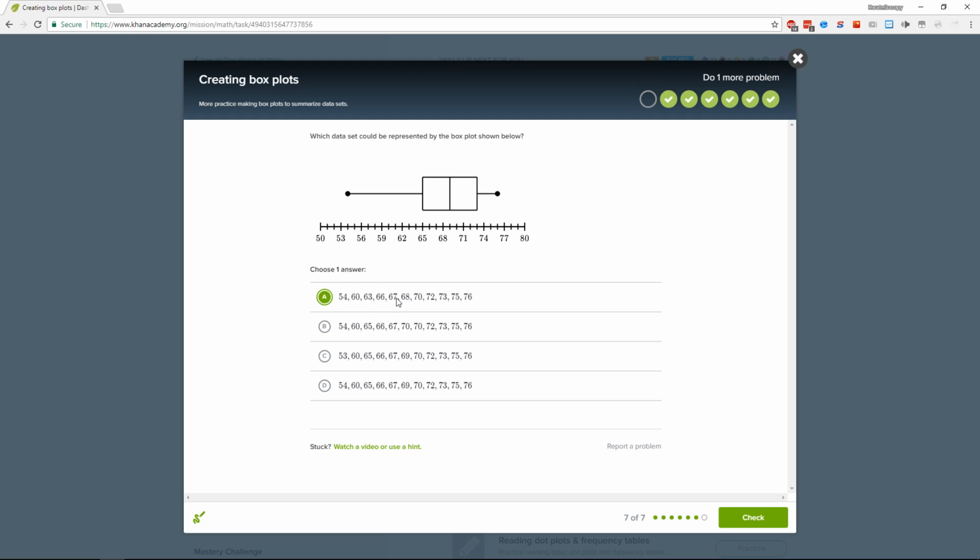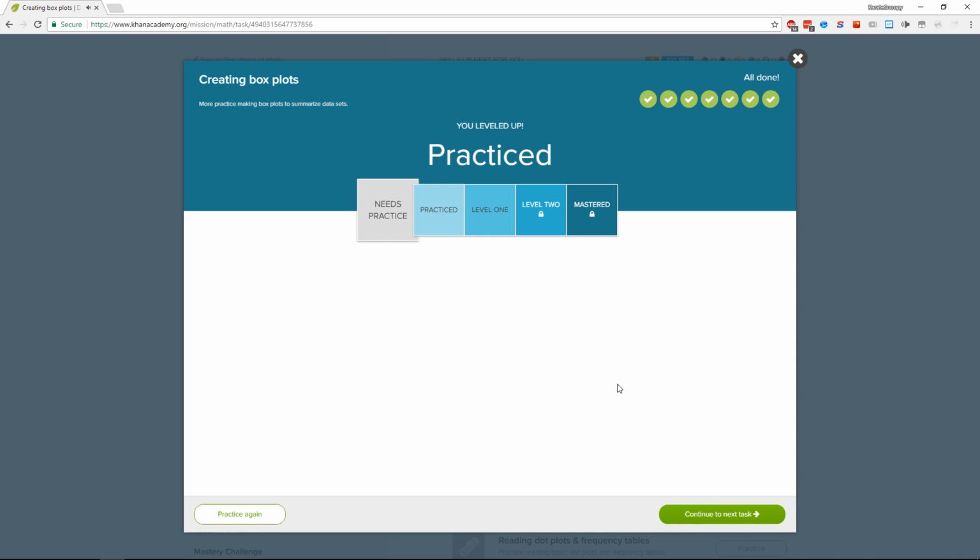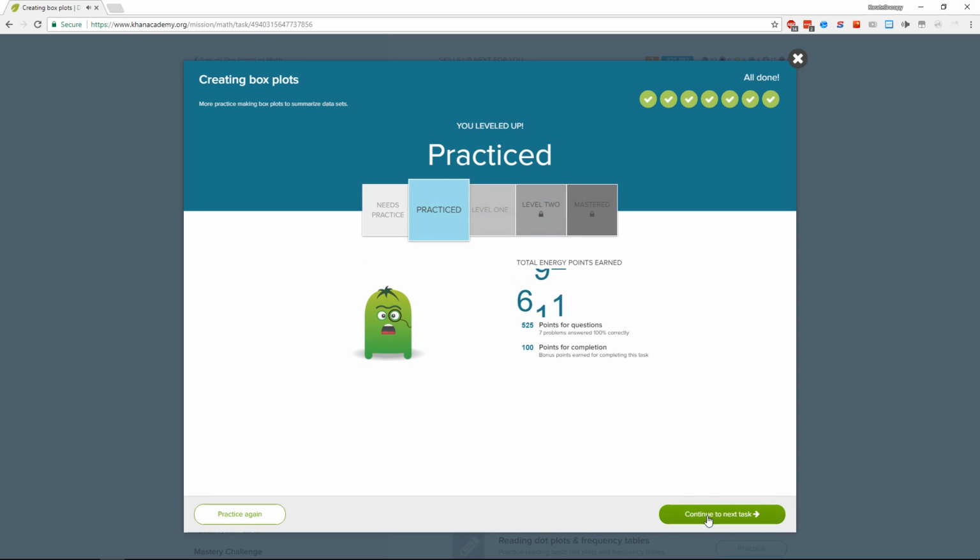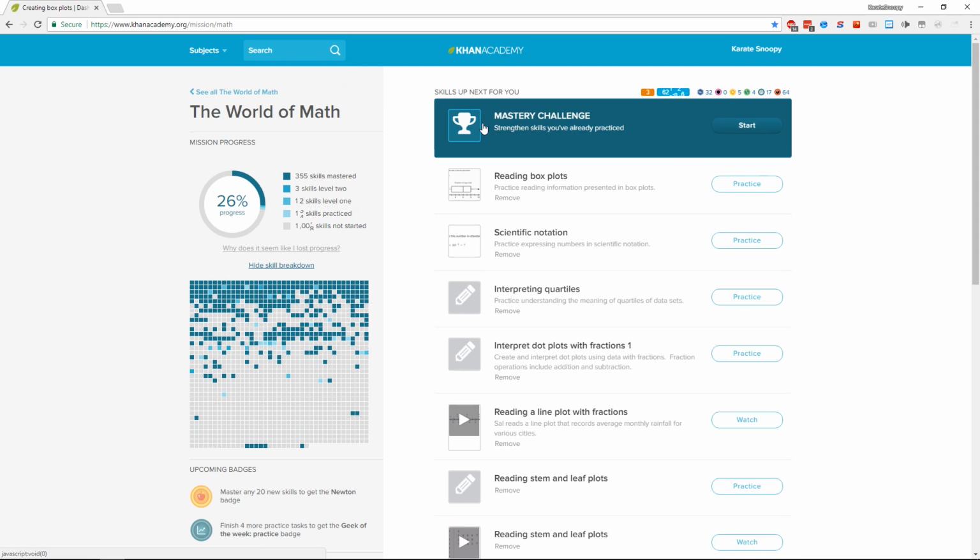Let's see. 54 has to be not that one. Let's see, 4 over there, 5, 68, 69 has to be this one. Hooray. Let's get out of this madness of creating box plots.